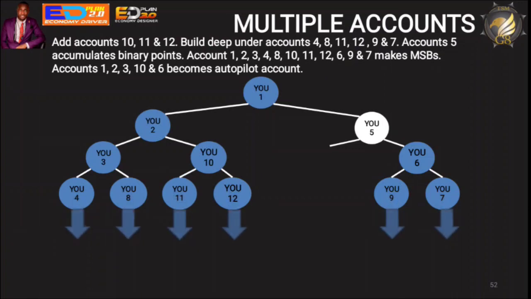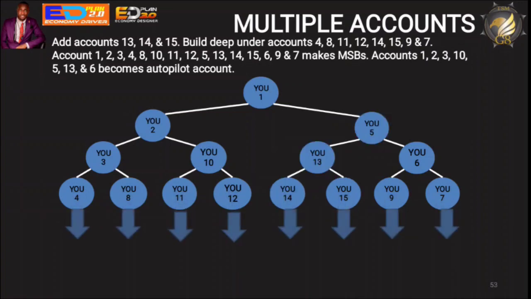And then you add account 10, 11, 12, and you continue building under account 11 and 12. This means account 4, 8, 11, 12, 10, 3, 2, 1, 6, 9, and 7 will make money. And then account 10, 3, 2, 1, and 6 will become autopilots. The goal here is to increase your autopilots. The more autopilot accounts you have, the more money you're going to make with less effort. And then account 5 accumulates.